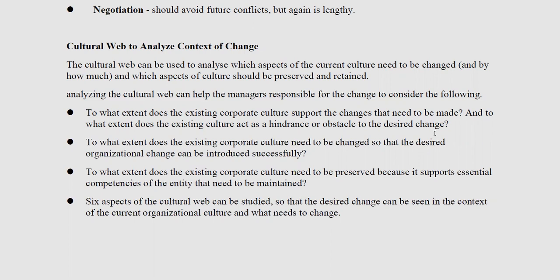So this aspect of the cultural web can be studied so that the desired change can be seen in the context of the current culture and the paradigm. So you look at the 6 elements, and by changing aspects of them, the paradigm will end up changing. Okay. So you apply the model, but all you have to do is tell the examiner which aspects to be retained, which aspects to be changed to make sure that the cultural objectives or the strategic objectives are actually achieved.